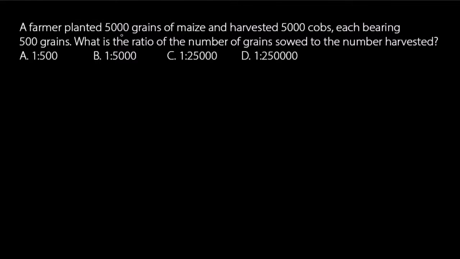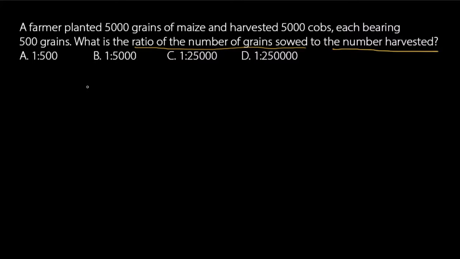A farmer planted 5,000 grains of maize and harvested 5,000 cobs, each bearing 500 grains. What is the ratio of the number of grains sold to the number harvested? So what the question demands we find is the ratio of the number of grains sold to the number harvested. Alright, let's begin by writing down the data that we were given.